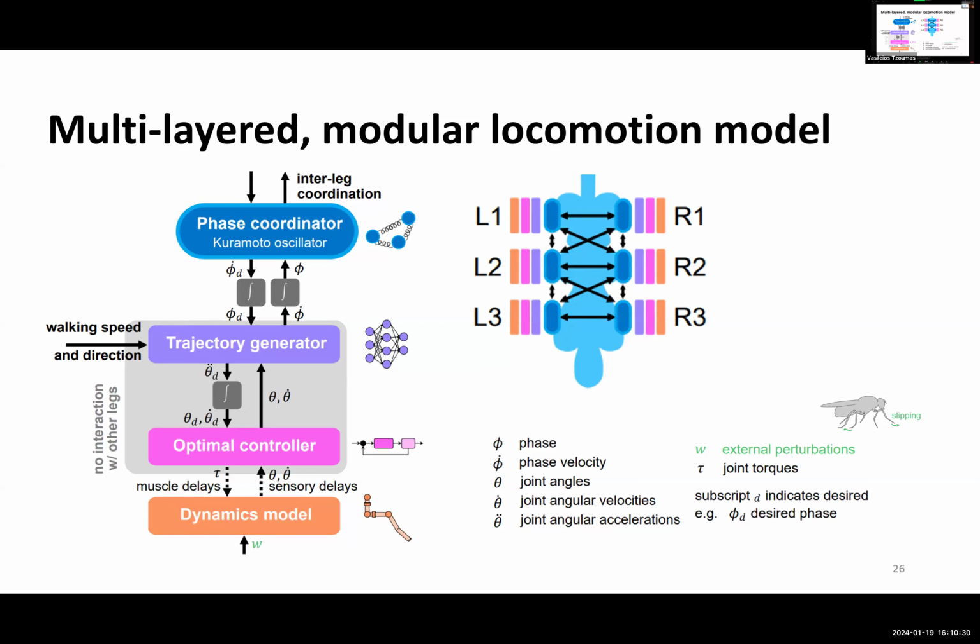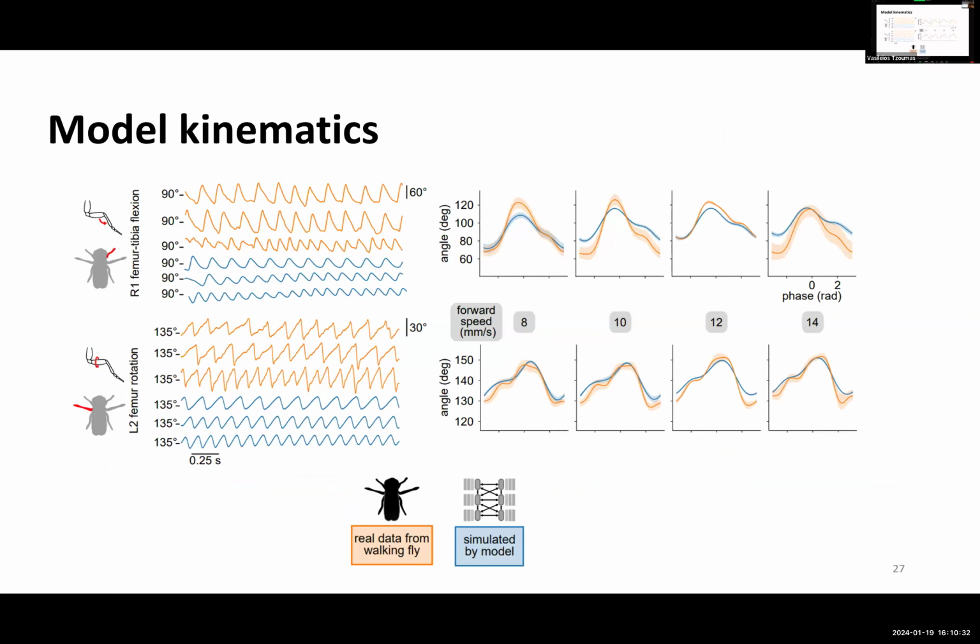In terms of model kinematics, we want to show that it matches realistic kinematics. Here, all orange things are data from the flies, and all blue things are data simulated by the model. We've included two specific joints as example joints. And you can see that in shape and amplitude, there's some resemblance between the model and the data. The data is more noisy, more irregular, let's say, and the model is much, much more regular.